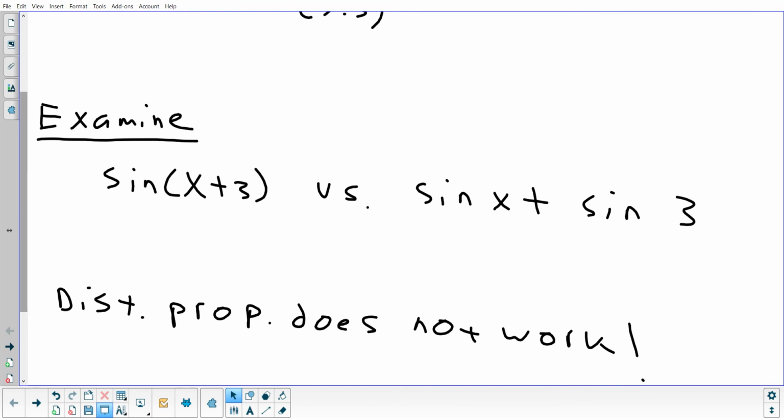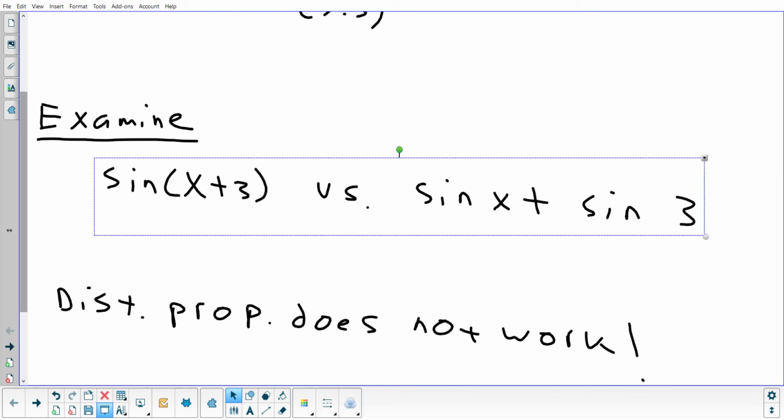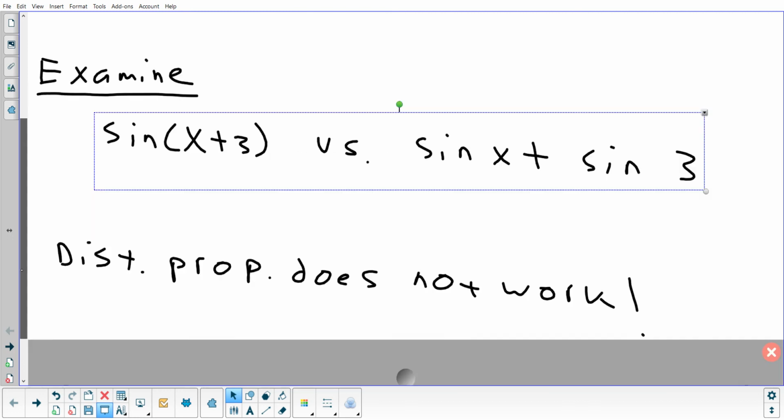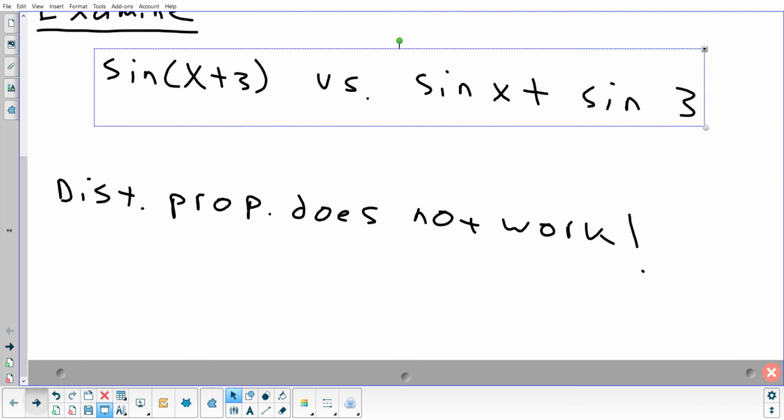So what we want to know then is, what can you do? If you have a sum inside here, how can you rewrite it so that it's not a sum? So you can separate it out so you just have one single variable for your argument and not something with a variable plus a number. Okay, how do we do it? So let's take a look.